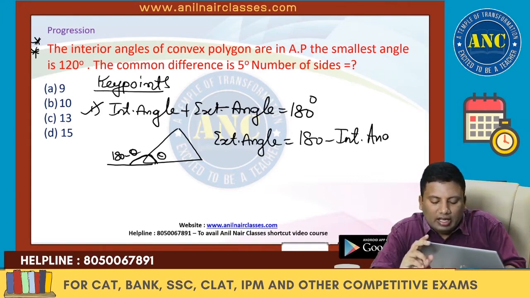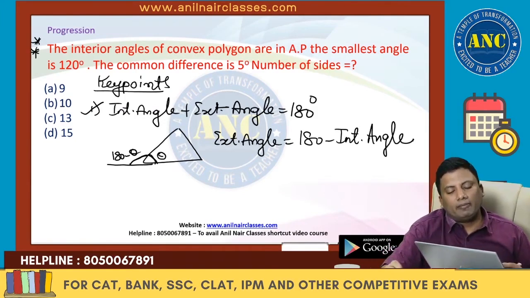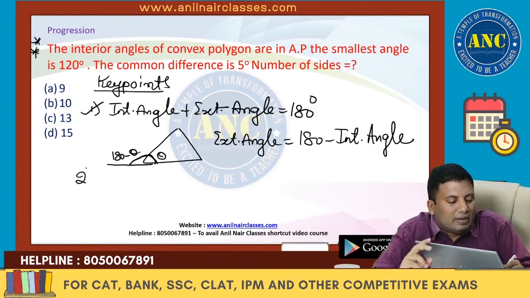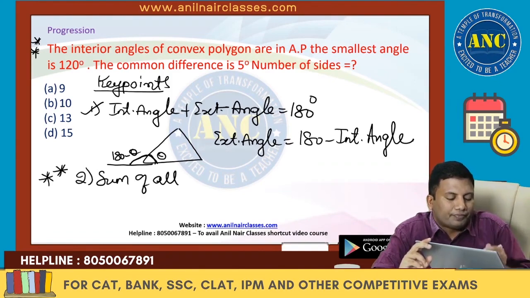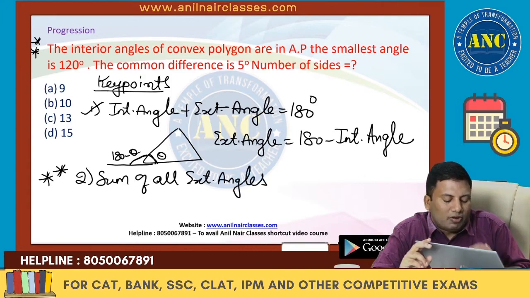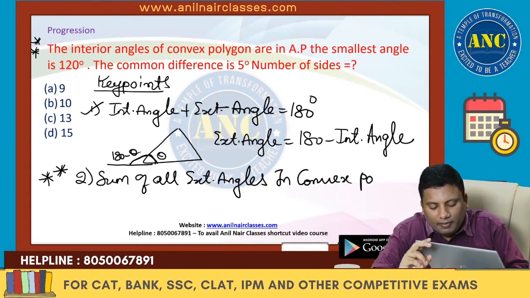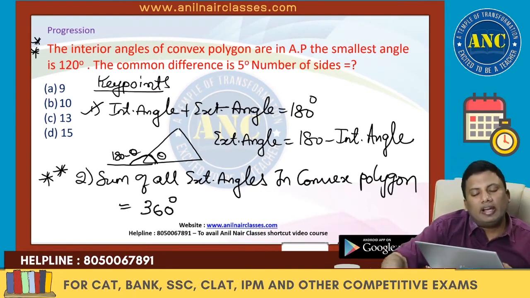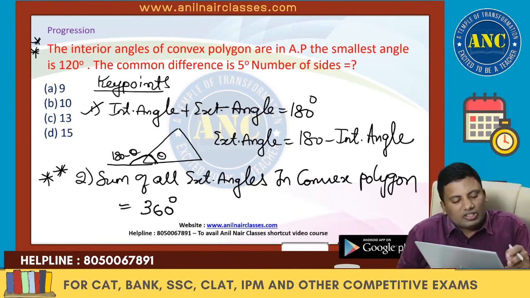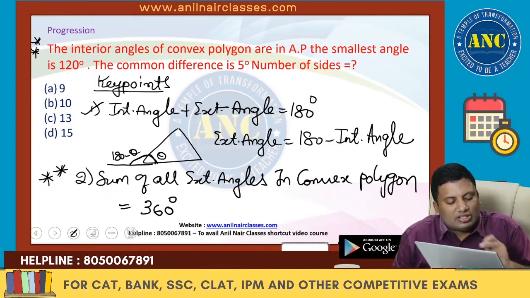Exterior angle is nothing but 180 minus interior angle. Second key point, sum of all exterior angles. This point is extremely important, sir. Sum of all exterior angles in a convex polygon, it is always 360 degrees.